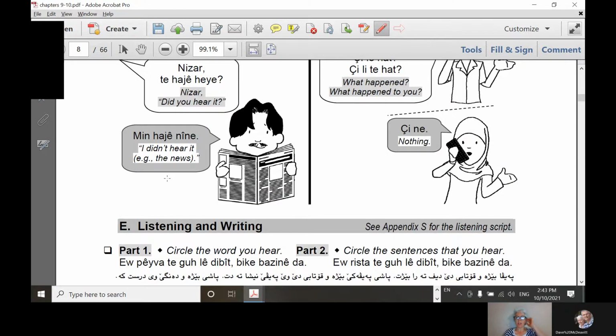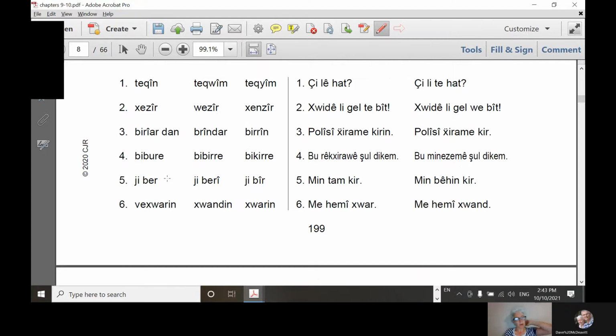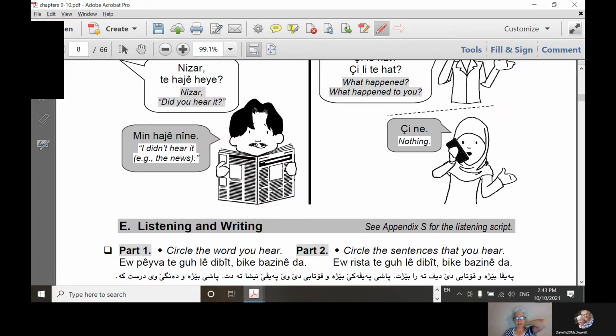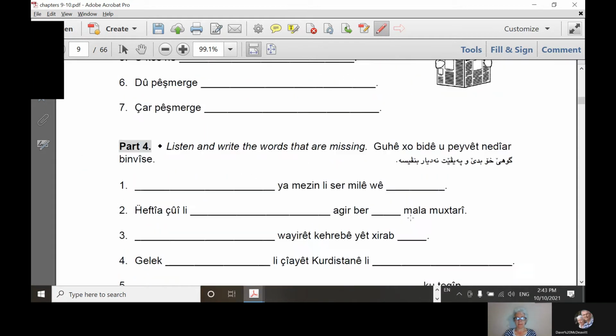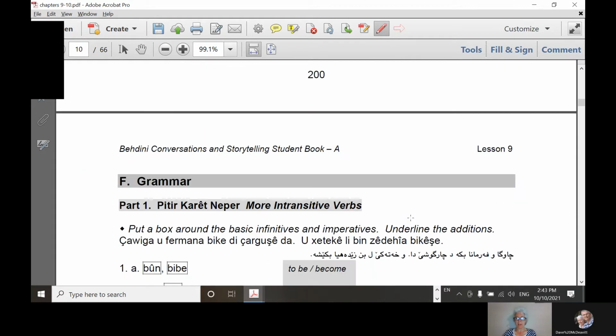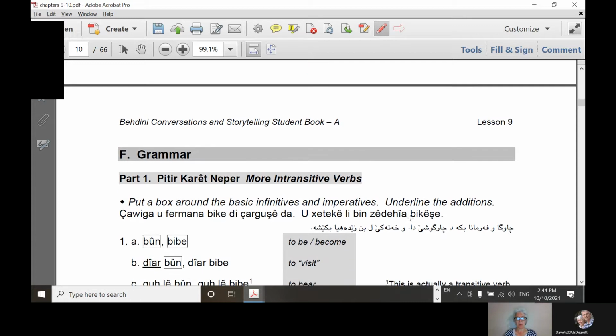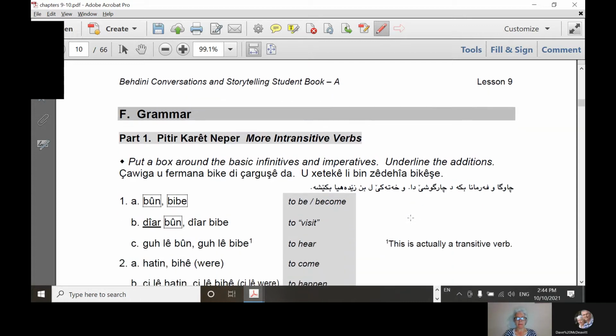Right, in section E, you can do this with your language helper or your audio recordings. The answers are in Appendix S. The listening script is in Appendix S. All right, so let's jump into page 201 with the grammar.